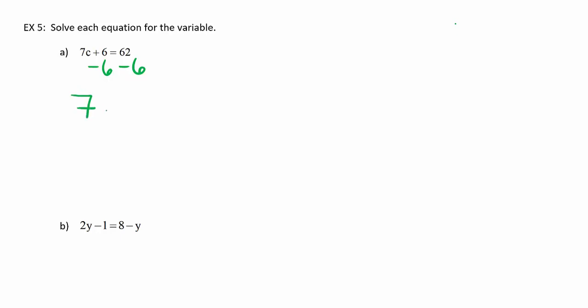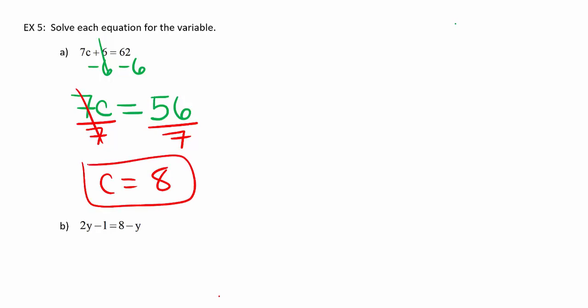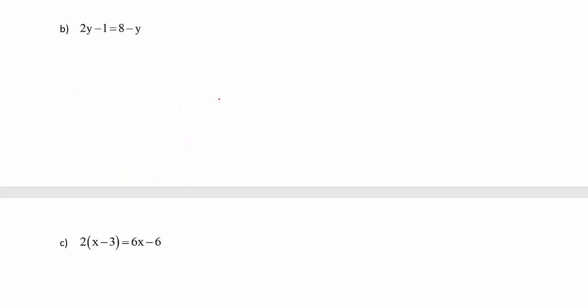That gives me just a 7c on the left. And 62 minus 6 is 56. So now that the variable term is by itself, we want to get the c by itself, so we have to get rid of that 7. And so to finish, I'm going to divide both sides by 7, and that gives me 8. C equals 8.